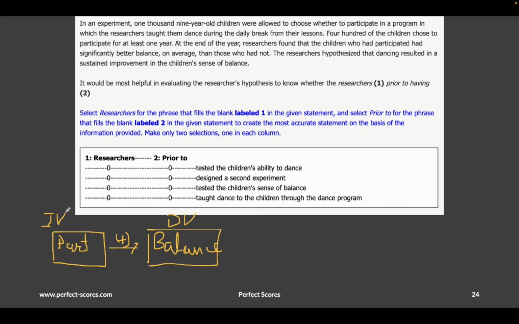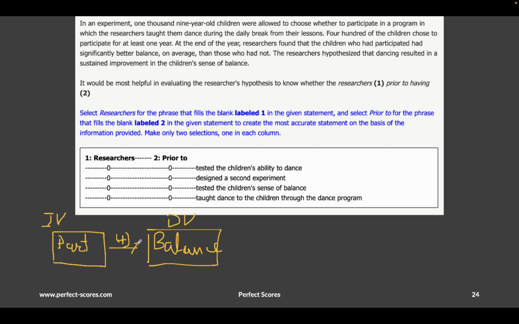So now the question is asking us, it would be most helpful in evaluating the researcher's hypothesis to know whether the researcher's dash, which is what the first column is, prior to having dash, which is what the second column is. So what would be helpful for the researcher to know prior to actually doing this particular study? Now, let's suppose this is the study that the researchers have done, it will actually be good to know if they had any sort of sense of balance before.